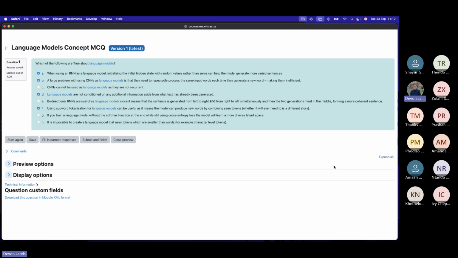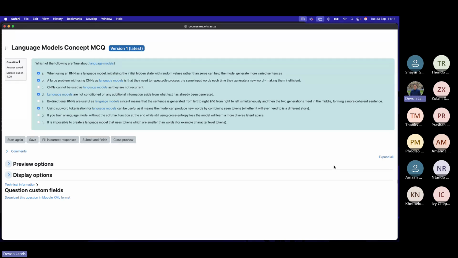Which of the following are true about language models when using an RNN as a language model? Initializing the initial hidden state with random values rather than zeros can help the model generate more varied sentences. That's true. Any disputes? If you pass in zeros, your information is just based on the beginning of sentence token, so you're always going to predict the same word. Because you want to generate sentences, you need a little bit of randomness at the start to prime creativity, essentially.